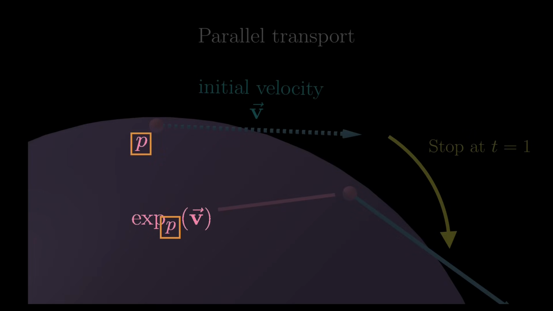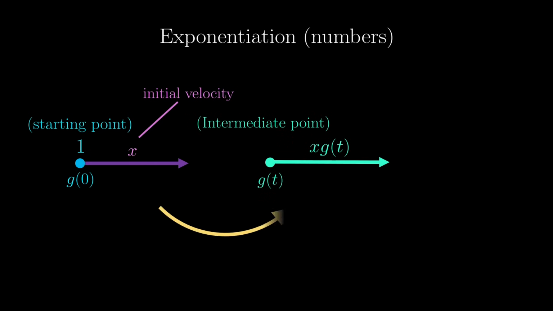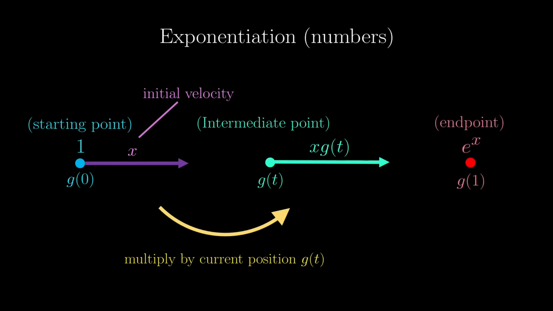But what is exponential about this process? Compare this with the exponentiation of normal numbers, where the initial setup indicates a particular starting point and initial velocity, and the intermediate setup is obtained by simply multiplying the entire initial setup by the current position. The exponential is the endpoint of the journey when 1 unit of time has passed.